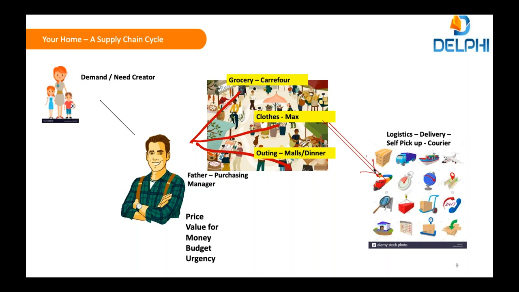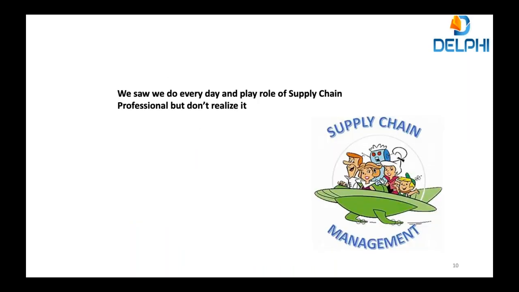We buy it either by going and picking it up, or giving an online order through courier, whatever it may be. And finally, it meets my demand, or the need creator, whether my daughter, wife, or son. So this means that every day in our house, we are behaving like a supply chain manager, but we don't realize it. So I am also a supply chain guru on a day-to-day basis.